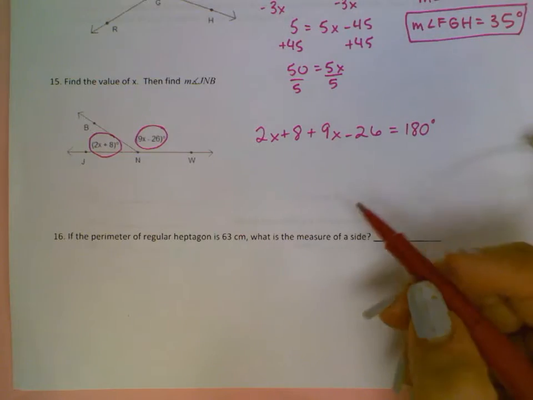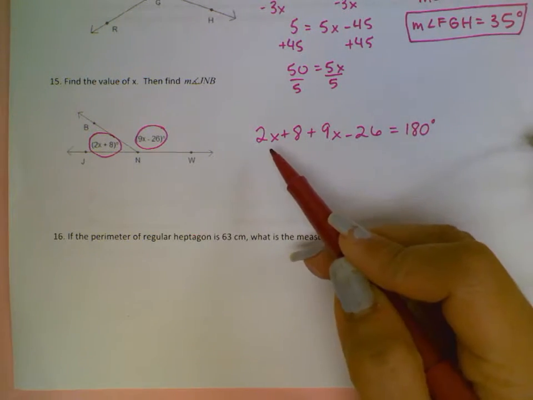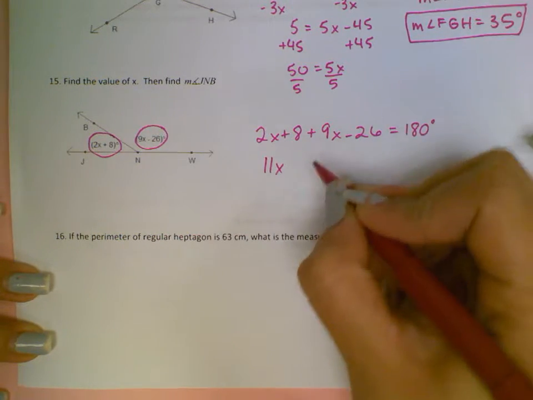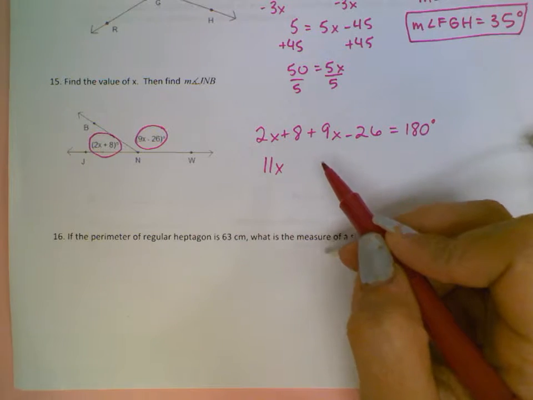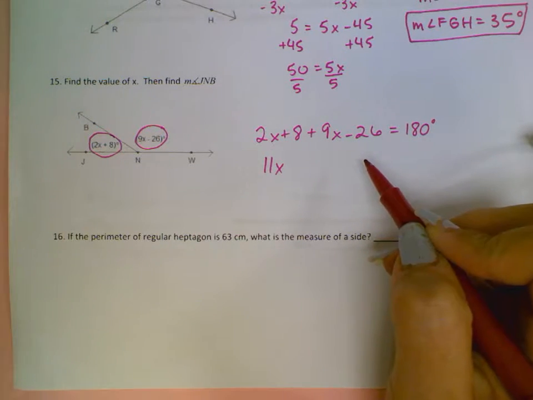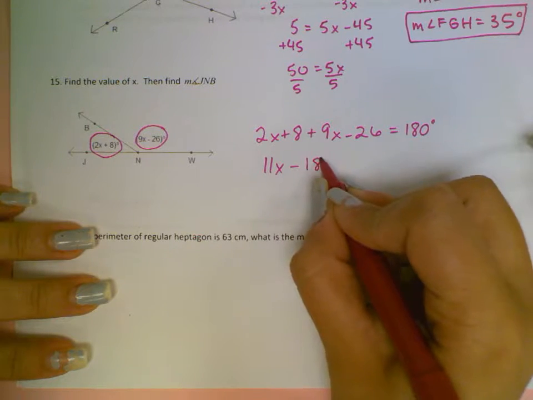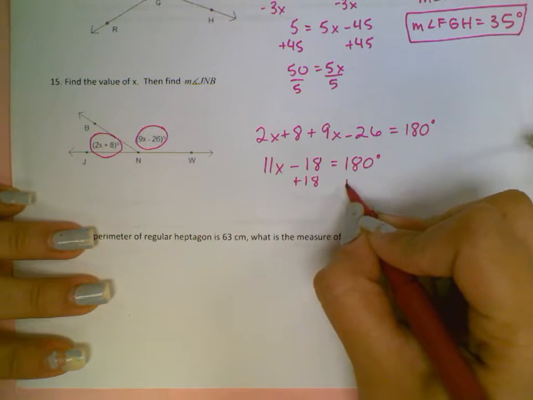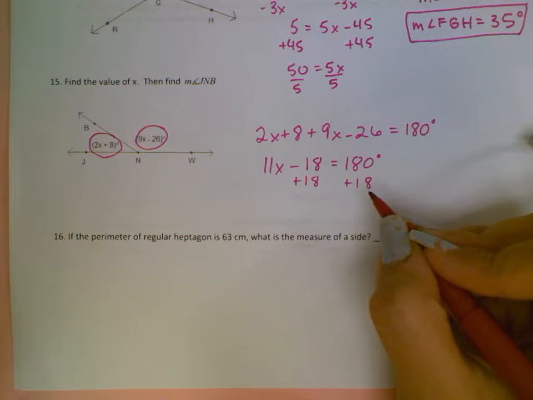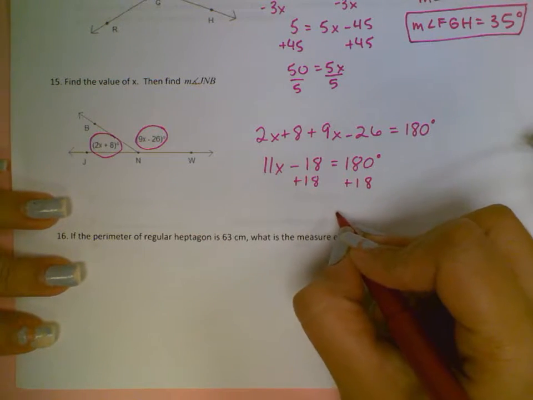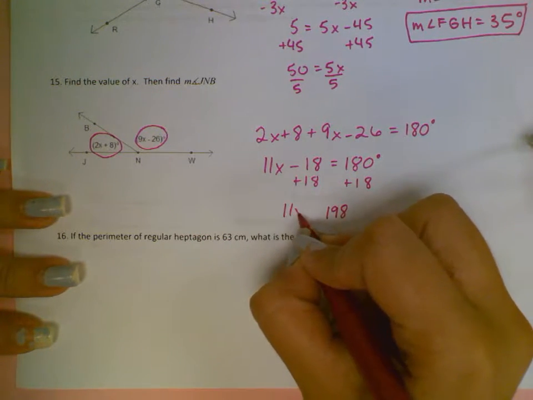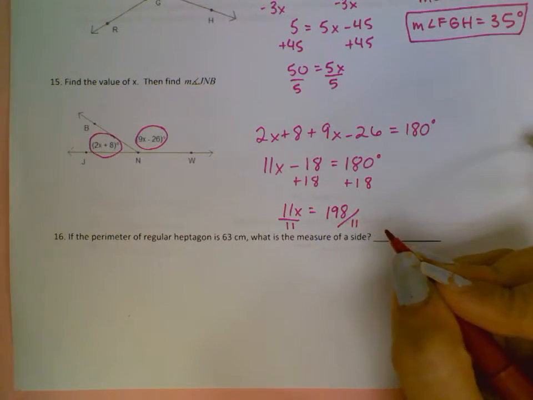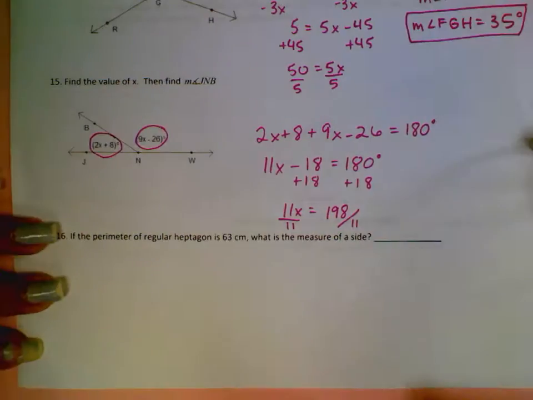Then I'll combine my like terms. On this side of the equation, I have 2x and 9x. When I do 2x plus 9x, I get 11x. And when I do 8 minus 26, that's going to give me negative 18. And that will be equal to 180 still. I need to now add 18 to both sides. So I get 180 plus 18 gives me 198. So 11x equals 198. I'll divide both sides by 11. And x is going to equal 18.